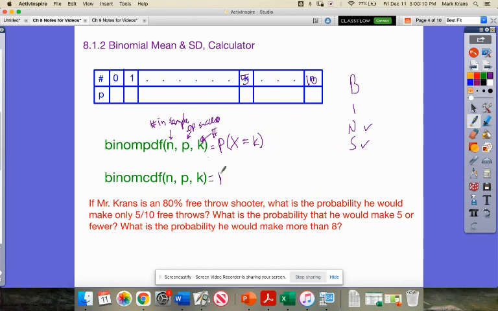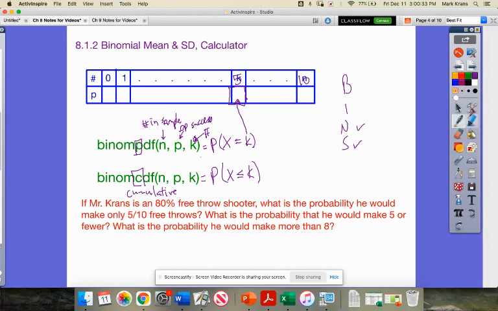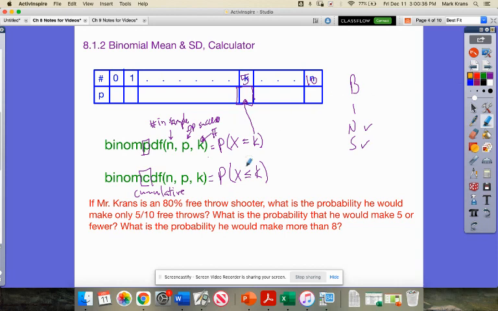This will always calculate for you. This is the probability distribution function, and it tells you exactly what that probability is in that one little box. This one, the cumulative distribution function, tells you the probability that x is less than or equal to k. So this will do all these boxes added together. Okay? So probability density function, PDF, will just fill in a single box. CDF will fill in that box and everything below it.